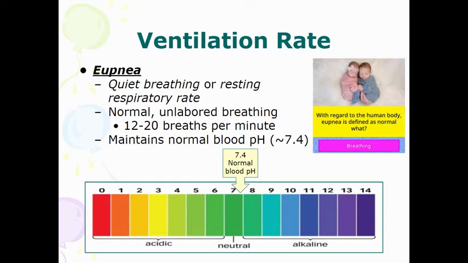Eupnea is quiet breathing or your resting respiratory rate. This is normal, unlabored breathing, and for an adult, it's about 12 to 20 breaths per minute. It maintains normal blood pH, so this would be normal ventilation.